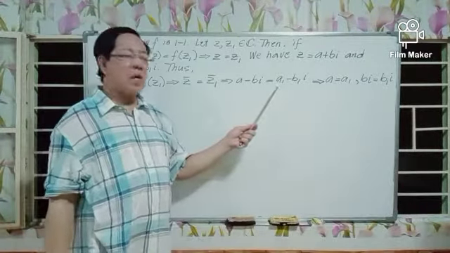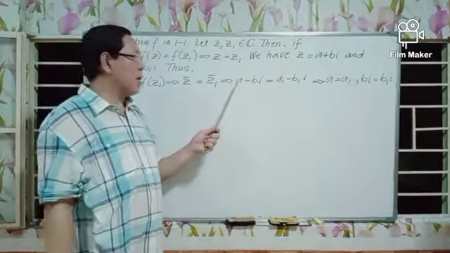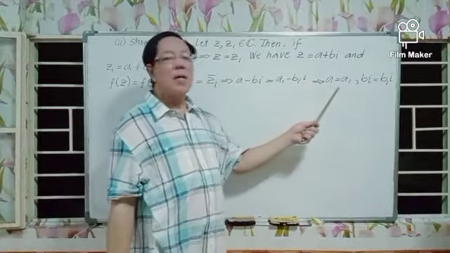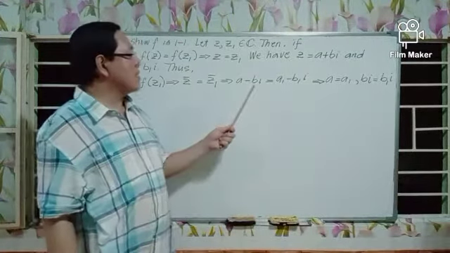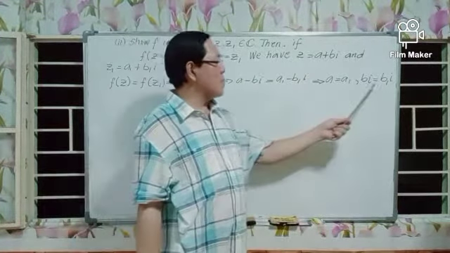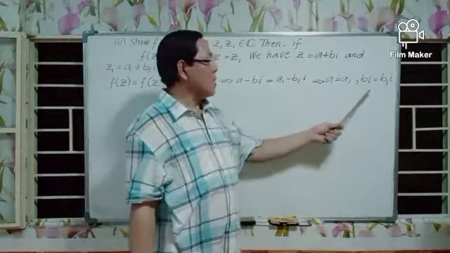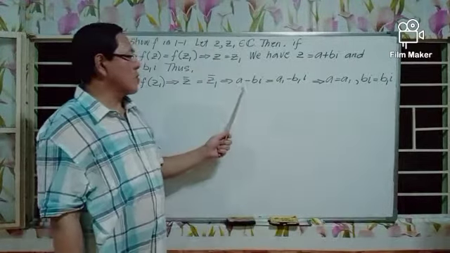This equality implies that the real parts are equal: a equals a sub 1. And the imaginary part, without the negative sign, b sub i, must be equal to b sub 1 i. Only if these are true will this equation be true.